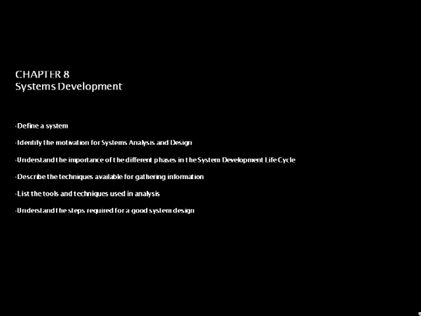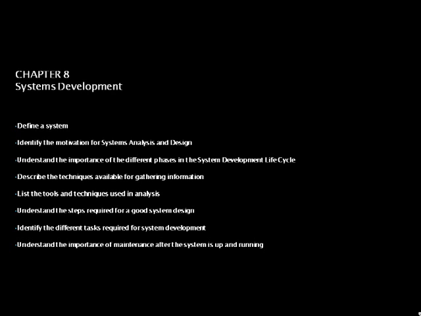The chapter will give an overview of the different phases in the system development life cycle, and learners will understand the importance of each of them. An appropriate case study will be used throughout the chapter to help learners understand each of the concepts explained.